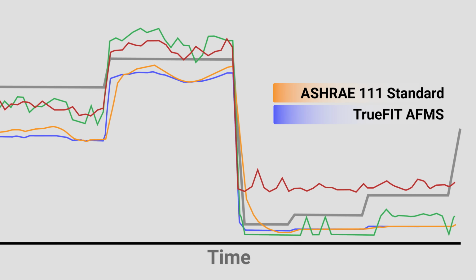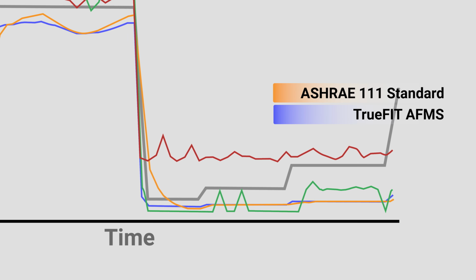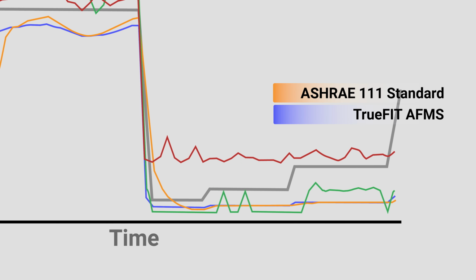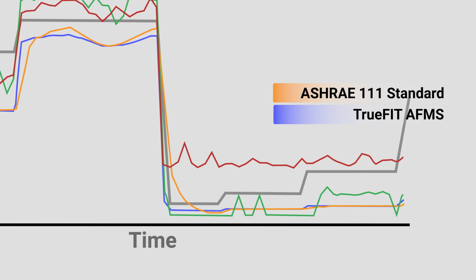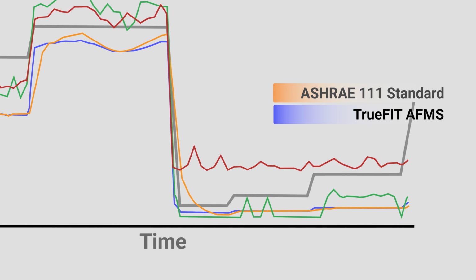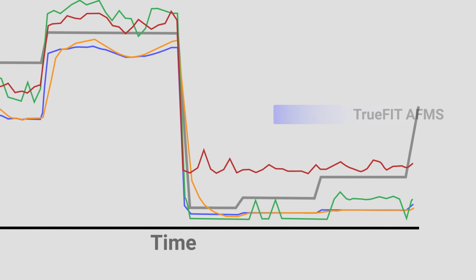When the damper is modulated down, we see very low air volumes and air velocities going through the outdoor air damper. When this happens, the ASHRAE 111 standard temperature measurement falls to a lower airflow value. The TrueFIT AFMS measurement tracks this closely.